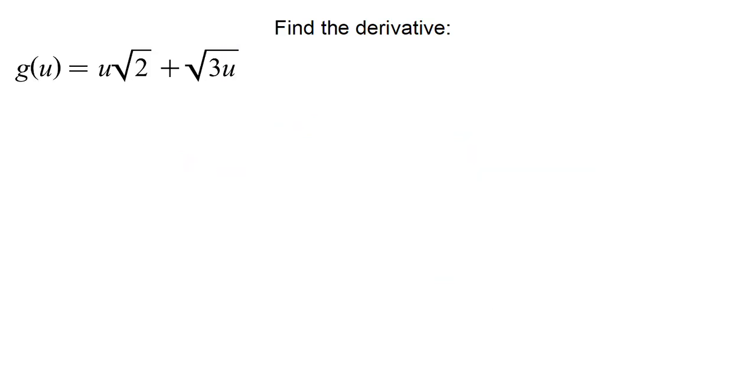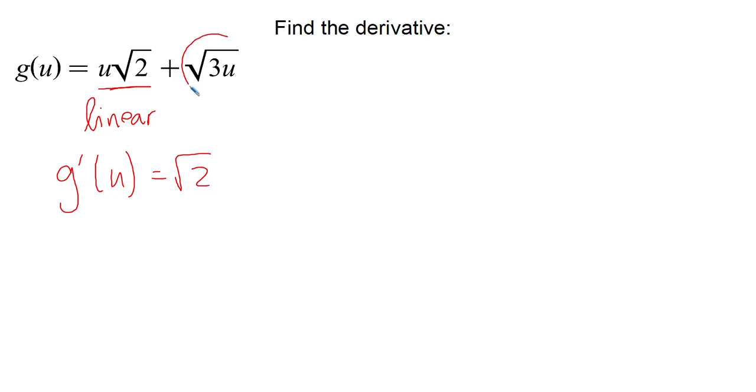For this one, we got a couple of different things going on here. One, we've got a linear piece. This piece is just linear, right? It's u to the first power times a number, right? Times the square root of 2. So the derivative of a linear piece should just be the slope of that linear piece, right? So that should just be the square root of 2.